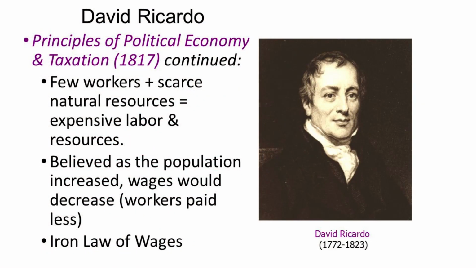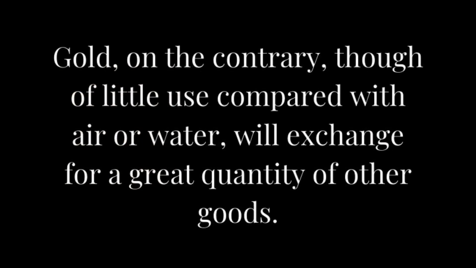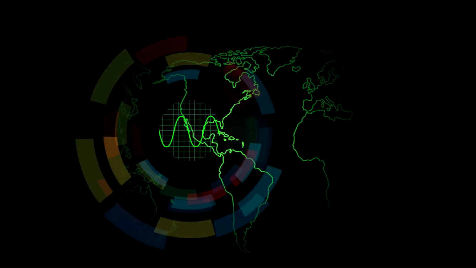Next, let's explore the ideas of David Ricardo, another influential figure in classical economics. David Ricardo's principle of comparative advantage revolutionized the way nations conducted trade. He argued that countries should specialize in producing goods and services where they have a lower opportunity cost and trade with other nations for mutual benefit.